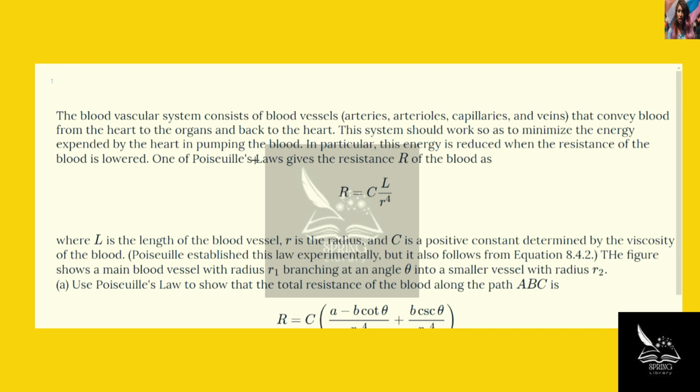One of Poiseuille's laws gives the resistance R of the blood as R is equal to C times L over R to the power of 4, where L is the length of the blood vessel, R is the radius, and C is the positive constant determined by the viscosity of the blood. Now let's look at the figure.